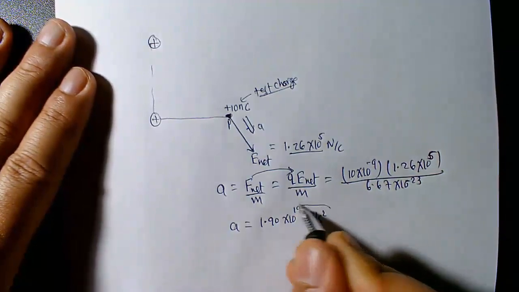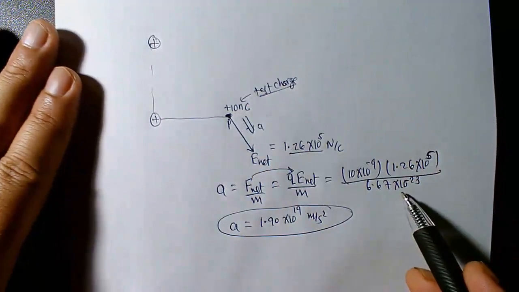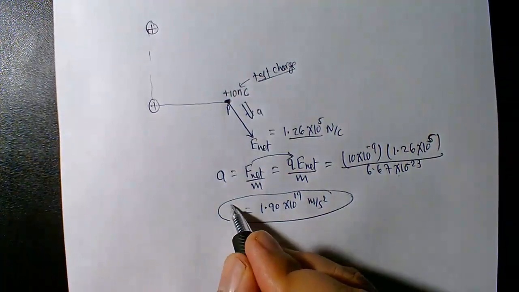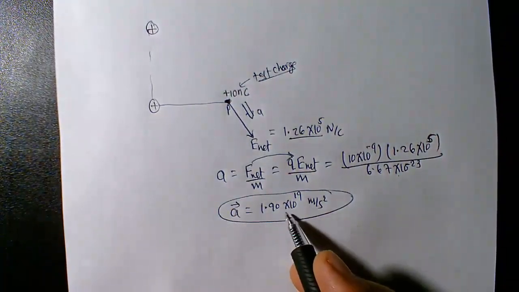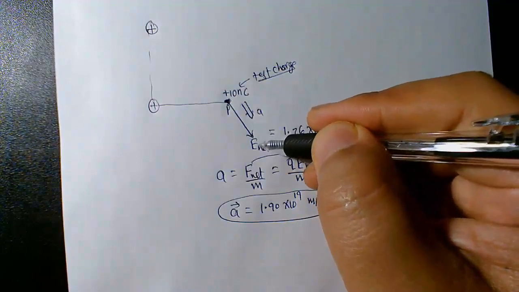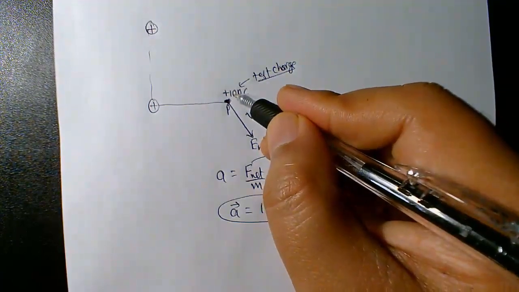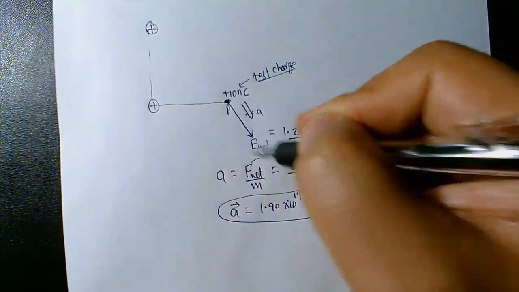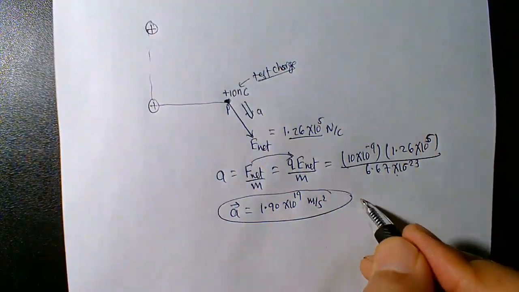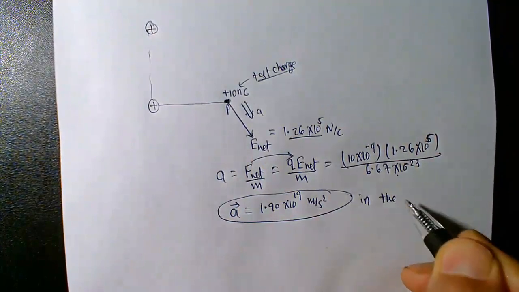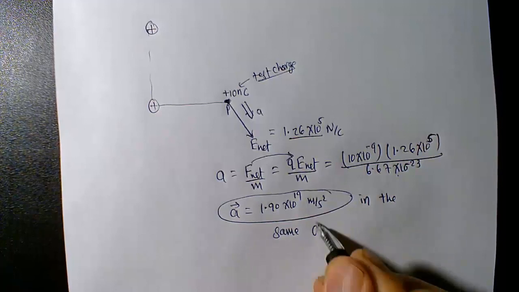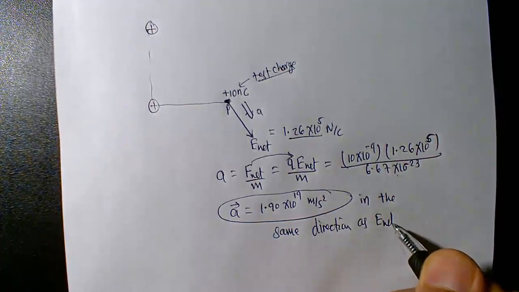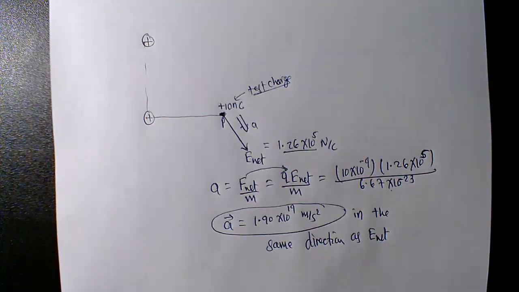And it's not surprising because this test charge is very tiny, its mass is really small, so acceleration would be really big. And since acceleration is also a vector quantity, what's the direction of this acceleration? In the same direction as the net electric field. Why? Because it's a positive charge. If it were a negative charge, it would accelerate in the direction opposite to the net electric field. Since it is a positive charge, its direction is the same as E net. Okay, so that's how you solve this basic problem.